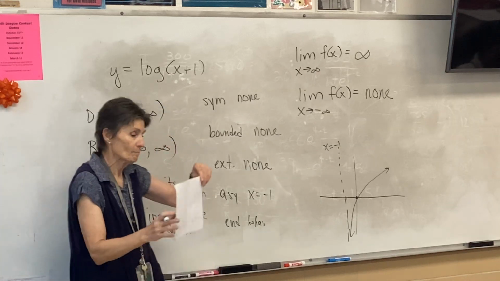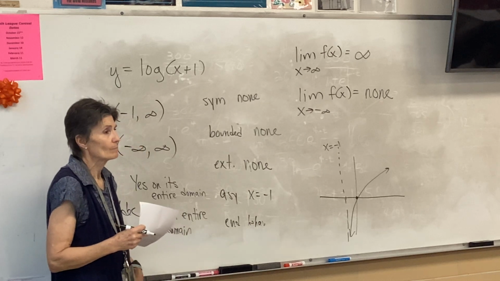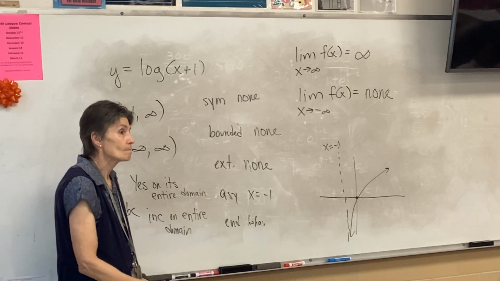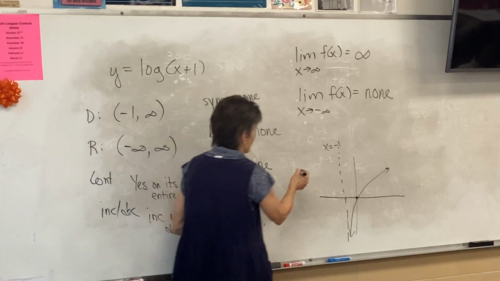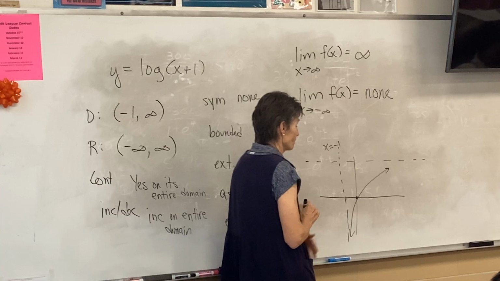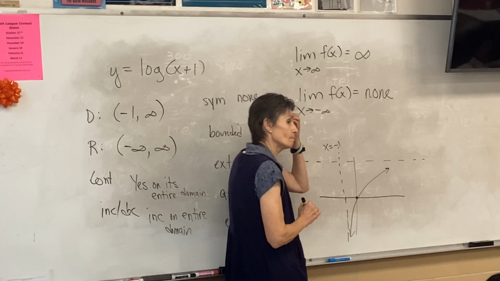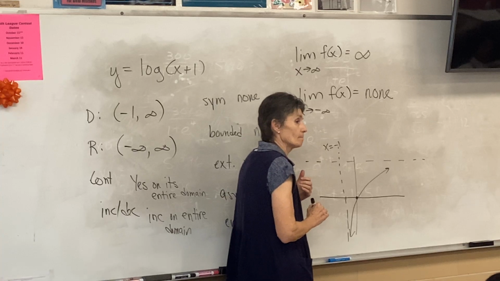I have a question. What if there's a horizontal asymptote, like at 3 or 4? Would that make it symmetrical? Because you can cut it down the middle. No. Still wouldn't. Symmetrical is like parabolas, where there's a line of symmetry. Do you see what I'm saying?